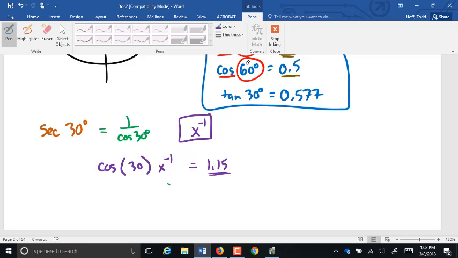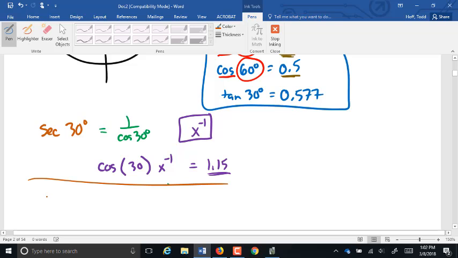So using that same process, find the secant of 60 degrees for me.